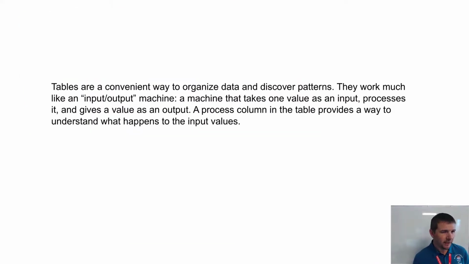Tables are a convenient way to organize data and discover patterns. They work much like an input-output machine, a machine that takes one value as an input, processes it, and gives a value as an output. A process column in the table provides a way to understand what happens to the input values.